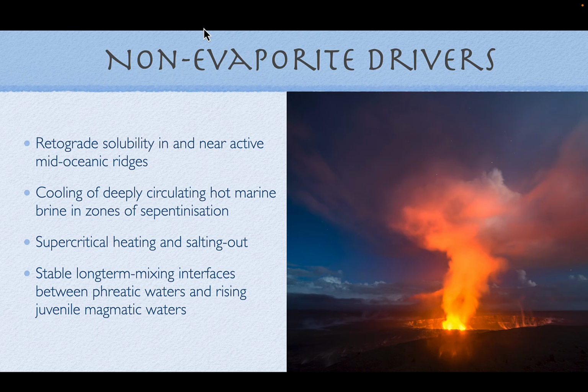In this module, I'm going to look at a variety of processes and drivers for the formation of these non-evaporitic ionic salts. We'll look at retrograde solubility in and near active mid-oceanic ridges where black smokers and white smokers are forming. We'll look at zones of deeply circulating marine brines in zones of serpentinite formation. We'll also have a look at zones of extremely high pressure and temperature where we see supercritical heating of a brine and the associated salting out of a variety of ionic salts. And then lastly, we'll have a look at what are relatively stable long-term mixing interfaces between rising magmatic waters and phreatic waters, both within the stagnant phreatic zone and in the active phreatic zone up near the water table.